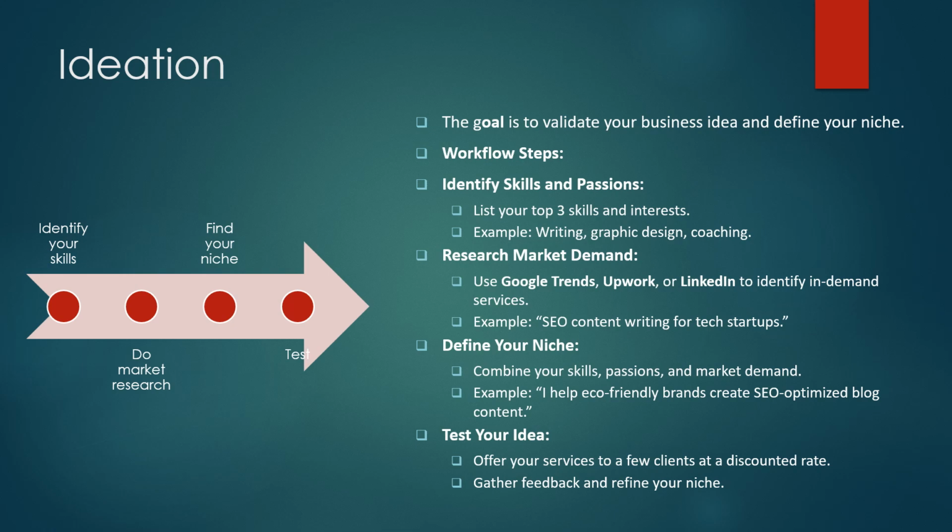So that is the first step. You list at least the skills and interests that you have as an individual. For example, you can have writing, graphic design, coaching, etc. But you list at least 3 of your skills and interests. That is, what are you interested in and what can you do?